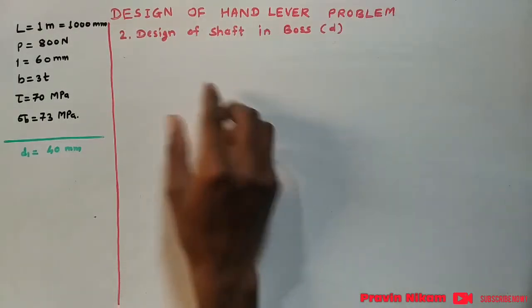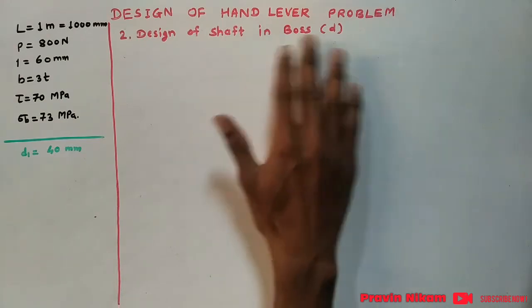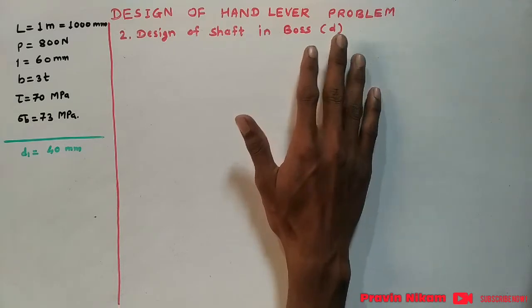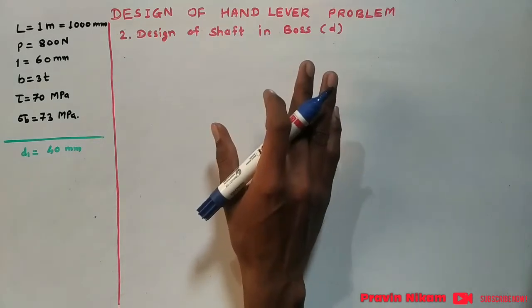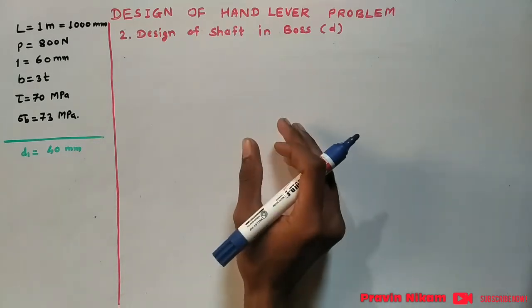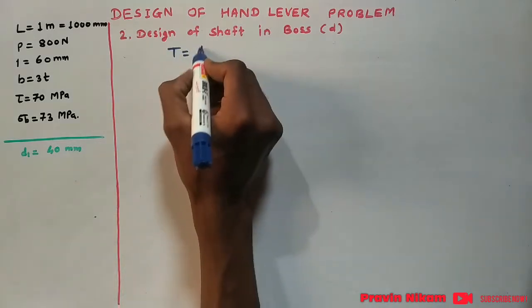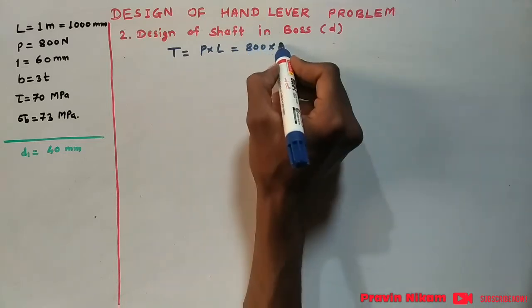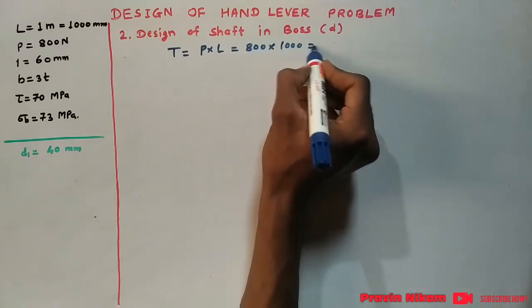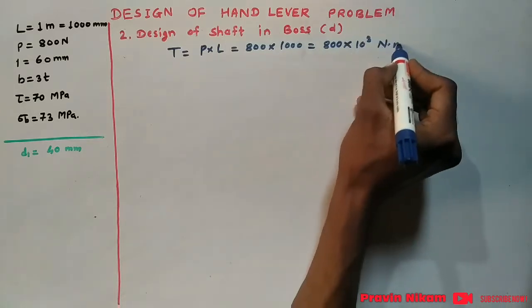Now friends, second dimension is design of shaft in boss, that is small d. So how to find out small d? We know that on the shaft in boss there is only twisting moment. So T is equal to P into capital L. So that is equal to 800 into 1000. So that is equal to 800 into 10 raised to 3 Newton mm.